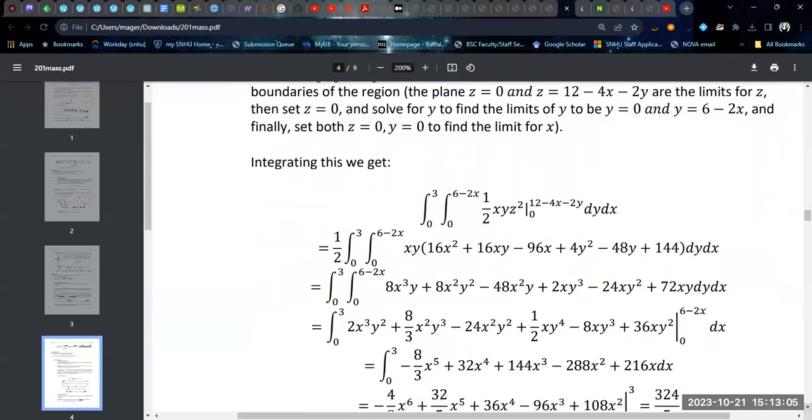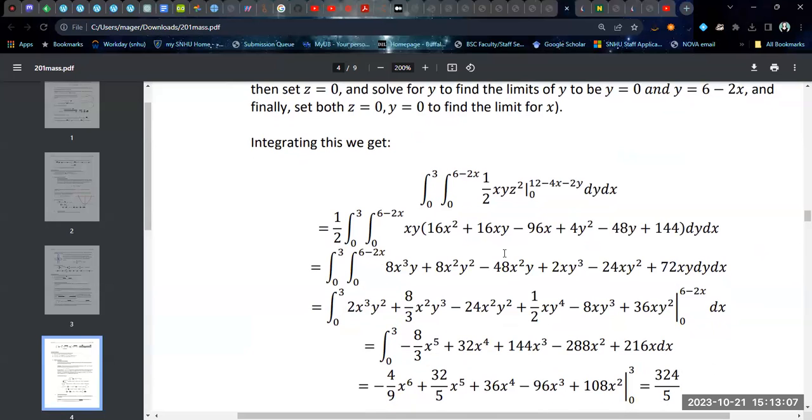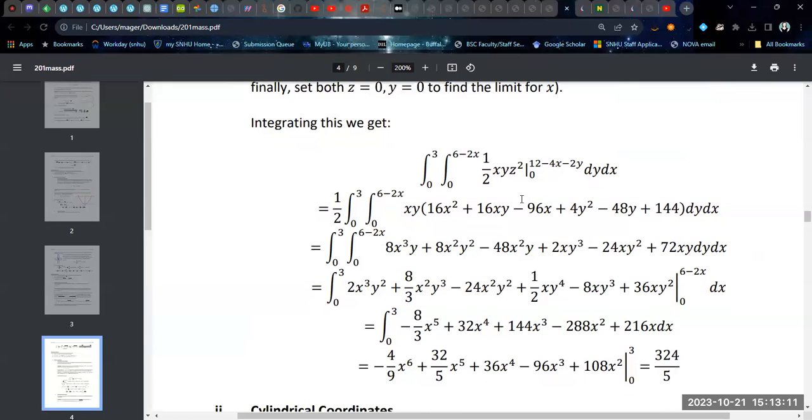Now, once we have our integral set up, then we have to do our antiderivatives. And this is where things get a little tedious, but they're relatively straightforward. Our x, y, z, we integrate the z, we get 1/2 z squared. And then we plug in our 12 minus 4x minus 2y, and the 0, of course, disappears.